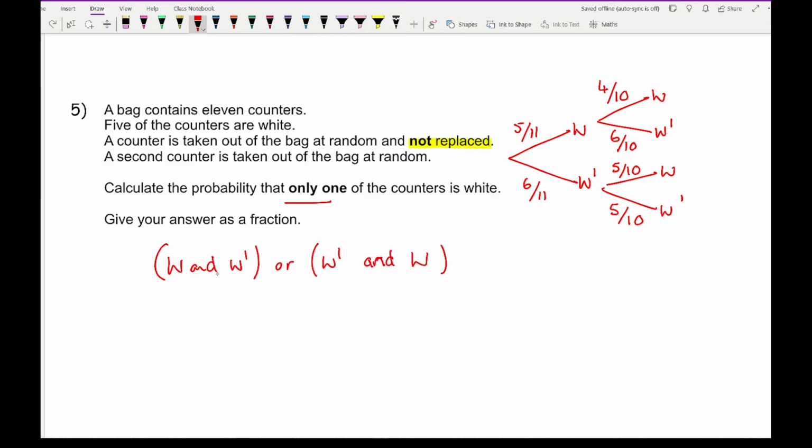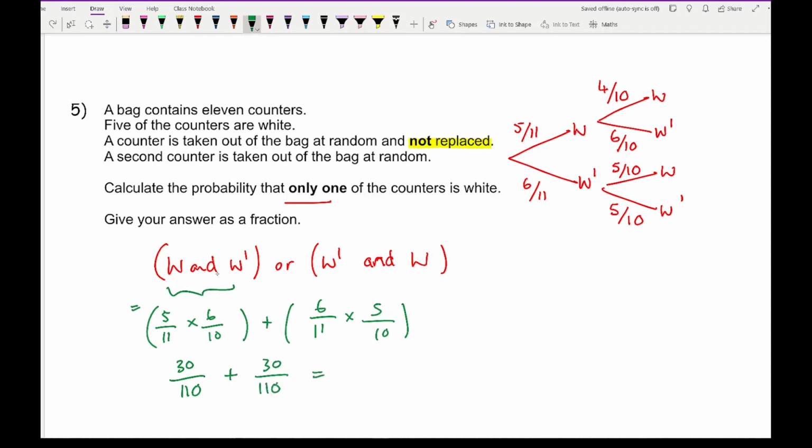So they're the only 2 possible combinations where I'm only going to have 1 white counter. So looking at this first one, white and not white is going to be 5 over 11 times 6 over 10, plus 6 over 11 times 5 over 10. Now you tend to find that on non-calculator papers, I would recommend you stick with fractions because it's a lot easier to work out and multiply and add fractions than it is to multiply decimals. So here I'm going to end up with 30 over 110 plus 30 over 110. And that gives me a total of 60 over 110, which is 6 over 11.